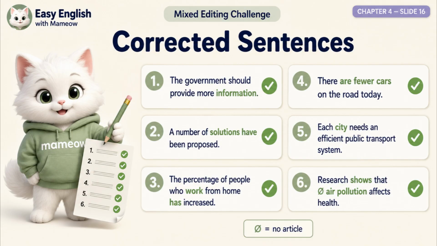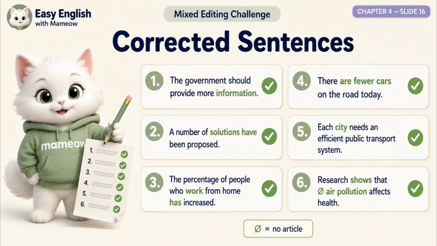Now let's check the corrected sentences. 1. Information is uncountable. 2. A number of requires a plural noun and plural verb. 3. People work from home, but the percentage has increased. 4. Cars are plural and countable, so we use there are fewer cars.